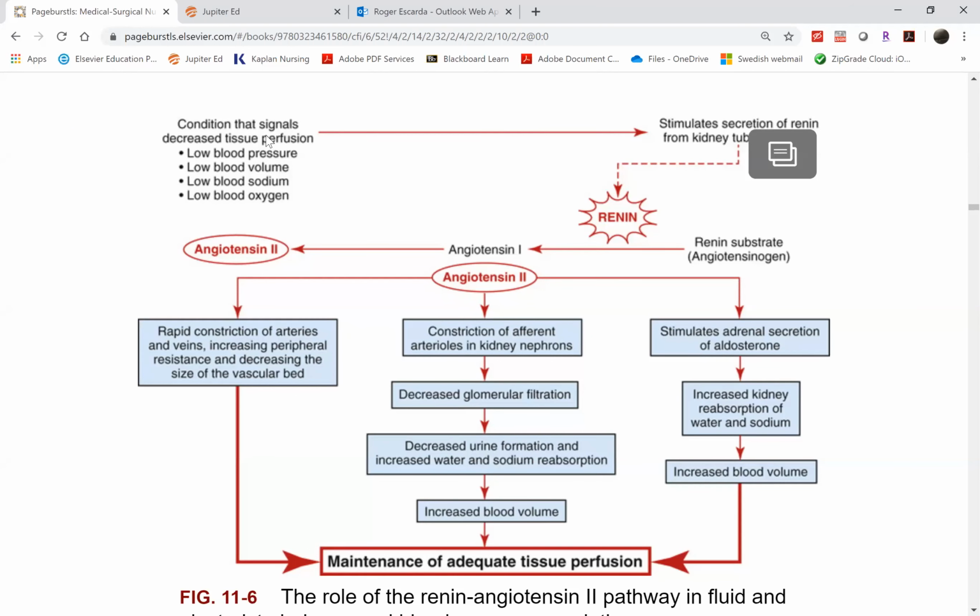So can these occur in a patient with heart failure? Yes or no? Yes. Because if you're in heart failure, what happens to cardiac output?